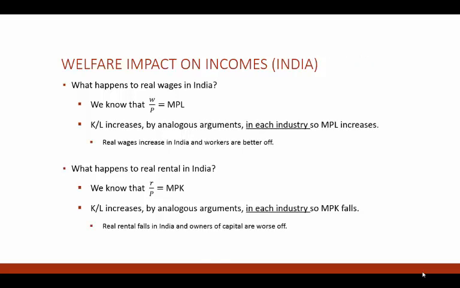We focused on the United States, but we can extend the same analysis to India, and we see that fortunes are reversed in India by an analogous argument. Real wages increase in India, making workers better off, and the real rental falls in India, making capital owners worse off.